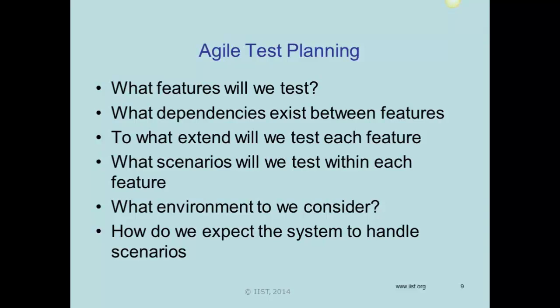Now, this bullet here again exists in non-Agile test planning. The only difference is that there we probably have a section of the test plan that's about 2 or 3 pages that describes just the environment. We're not going to do that. We're going to simply list the environment.